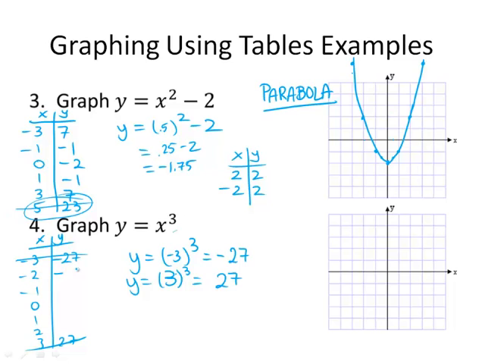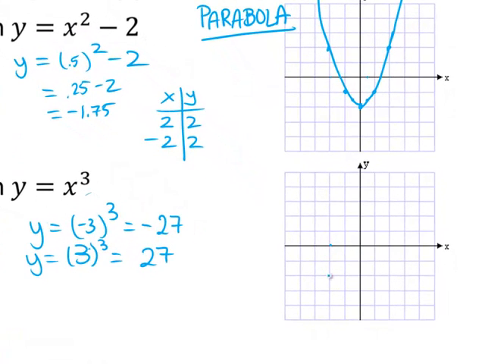That would also stay negative, and 2 cubed is 8. Cubing -1 would stay as -1. Cubing 0 would stay as 0. Cubing 1 would stay as 1. Cubing 2 would give you 8. Let's try to plot those. So -2, -8. That's very low, way down there. And so is 2. 2, 8, that's way up here.